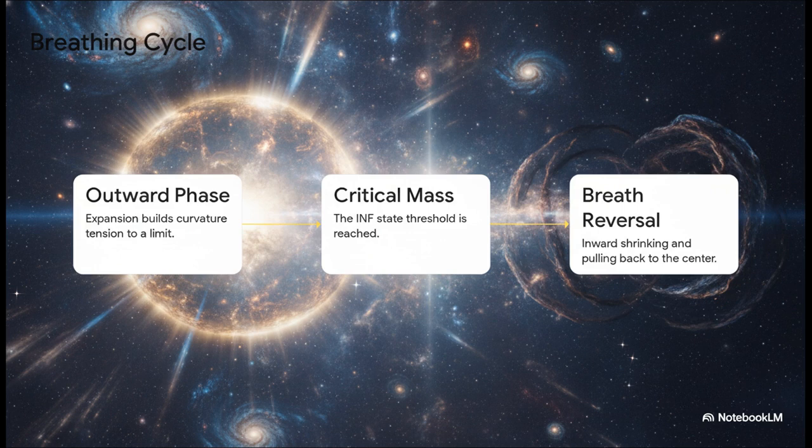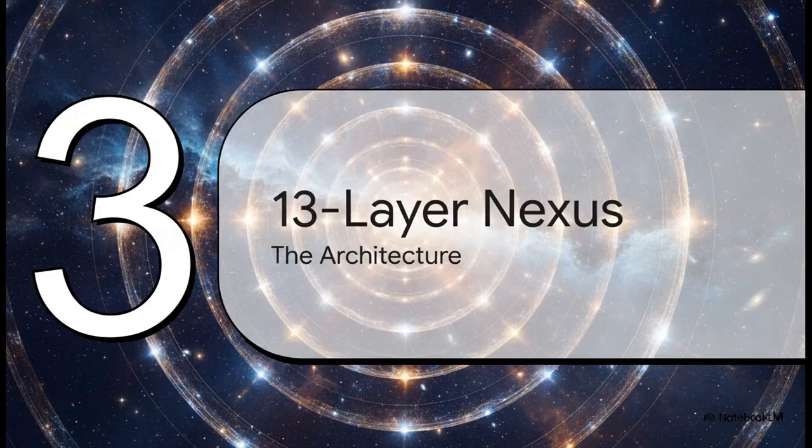When critical mass is finally hit, the breath reverses. The massive exhale we are experiencing today will suddenly become a massive inhale. Our reality will shrink, pulling curvature back toward that central nexus, while the opposite side of the universe begins to grow. This brings us to part 3, the architecture and the 13-layer cosmic nexus.